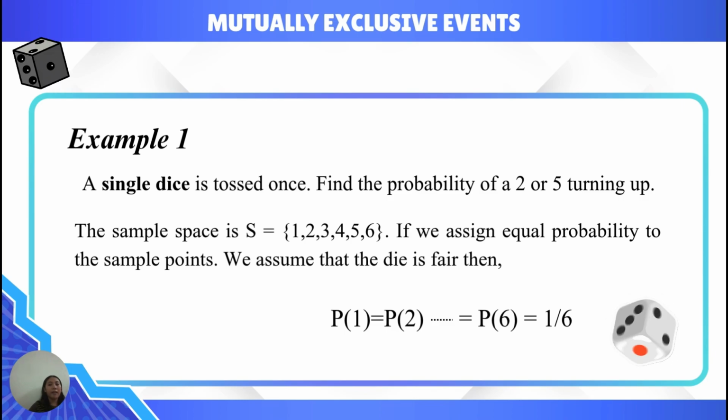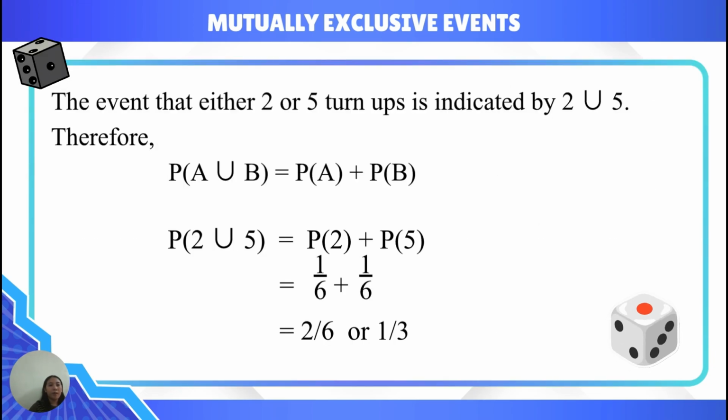The die has 6 possible outcomes. So it's 1, 2, 3, 4, 5, and 6. Each number has the same probability. So the probability of 1 is equal to the probability of 2 is equal to the probability of 6 is equal to 1 over 6. So the event that either 2 or 5 turns up is indicated by 2 union 5.